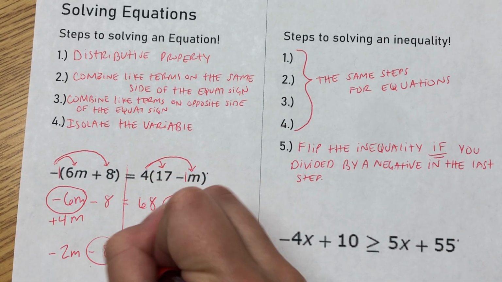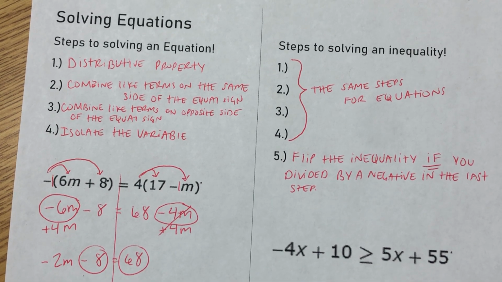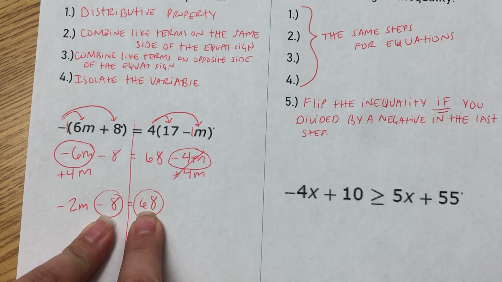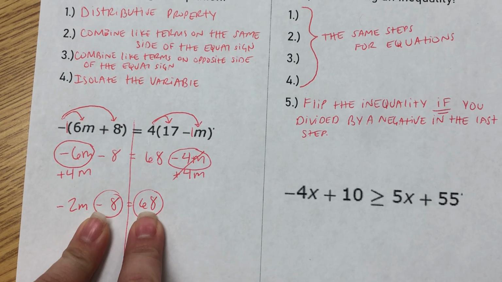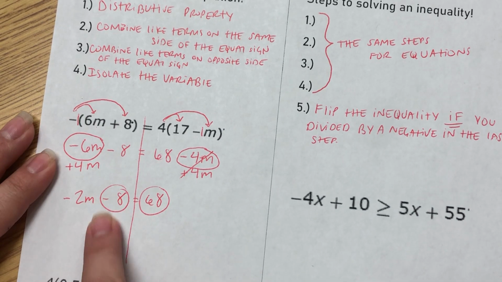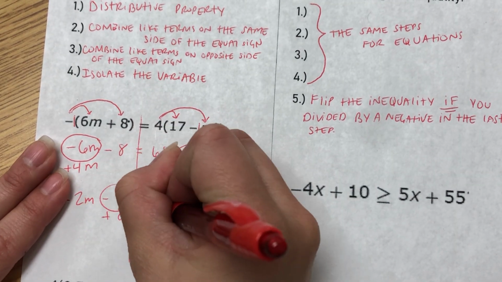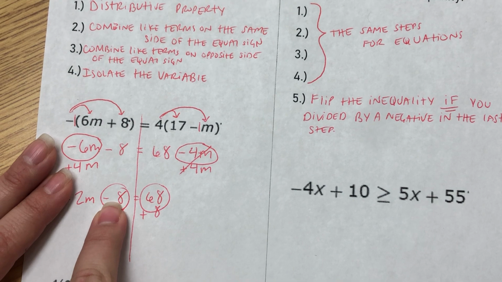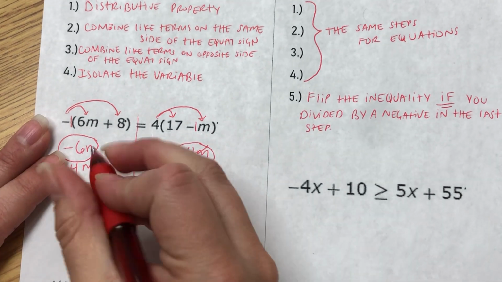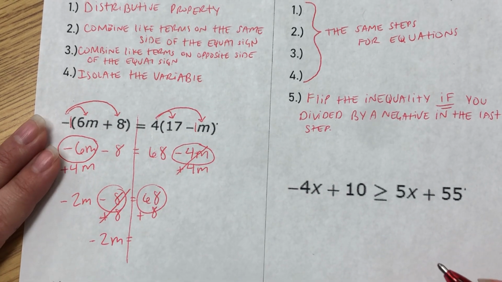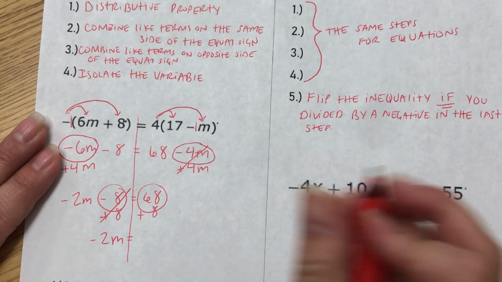I also noticed that these two are like terms as well. I haven't finished combining like terms that are on the opposite sides, so I do need to combine those. Those are both constants. They don't have a variable hooked on, which makes them alike. Let's bring this 8 over here to be with the 68 by using our inverse property. I add 8 to both sides because that is the opposite of subtracting 8. Those will cancel out. I write -2m, and then 68 plus 8 is 76.